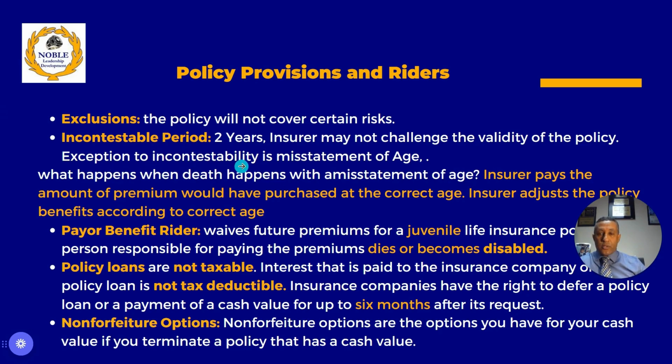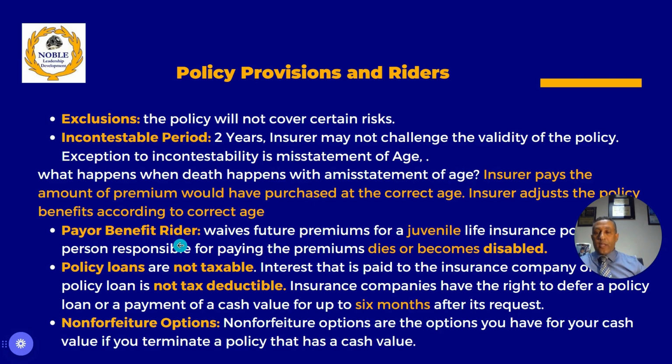So the exception to incontestability is misstatement of age. If an age is misstated, right, then the benefit has to be corrected, right? When the benefit payment comes in, the insurer pays the amount of premium would have purchased at the correct age, or we say the insurer adjusts the policy benefits according to the corrected age. So that's very important. So any mistake or any intentional mistake by the insured in the application is only contestable within 2 years, and it becomes incontestable after 2 years, right?